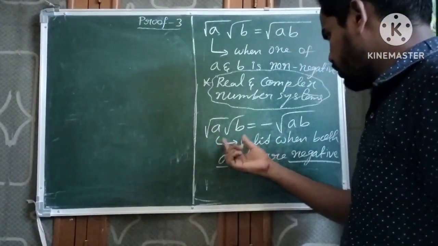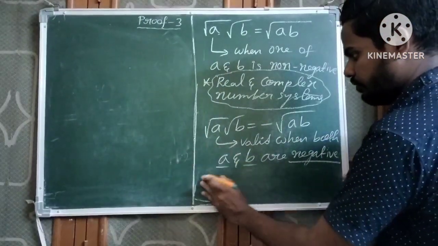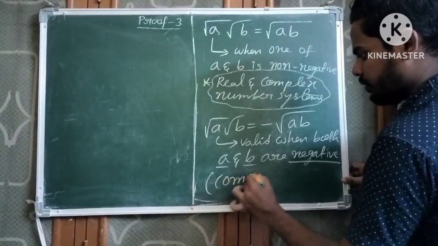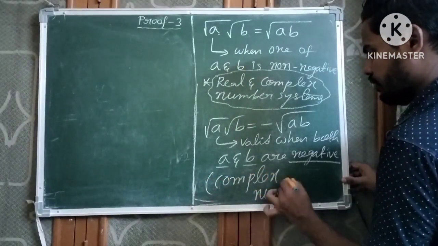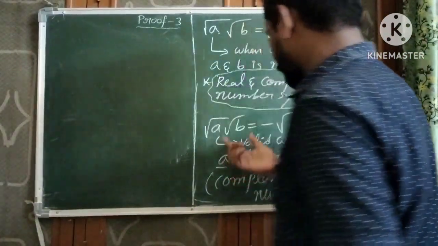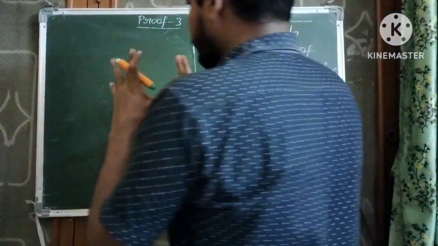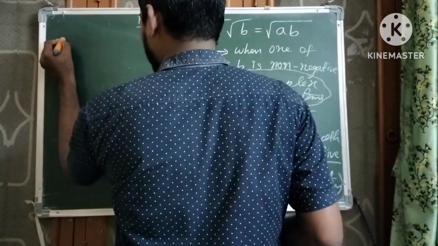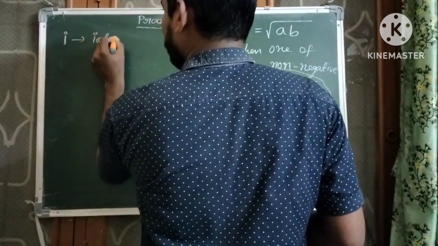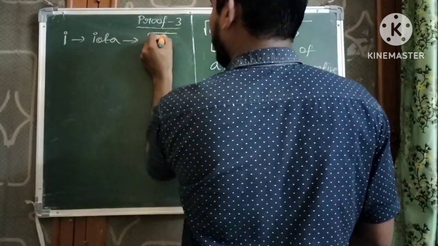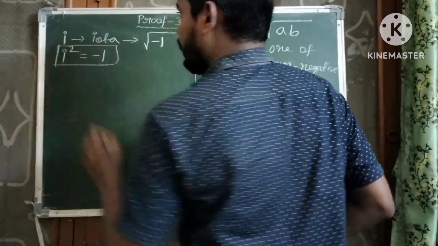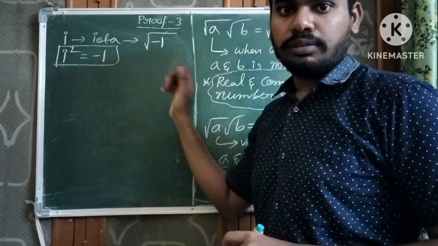Now, what is the use of this formula? Actually this formula is applicable for only complex number systems. So let us see what is the importance of this formula. In the complex number system, we have a letter i, for iota. What is the value of i? i means root over minus 1. So what is the value of i square? i square is equal to minus 1. The value of i square is minus 1 and i is root over minus 1.